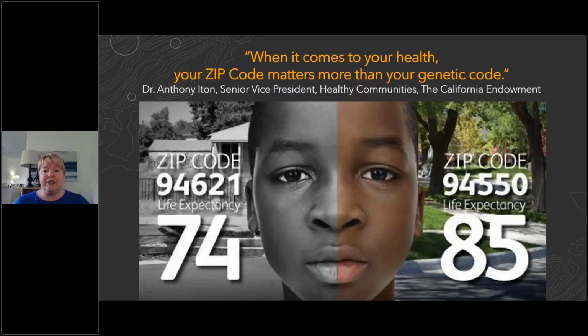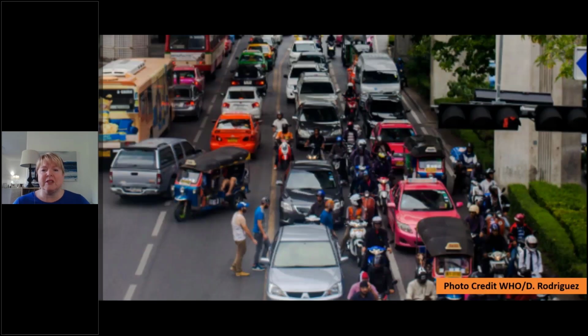Here's an example. In 2013, Dr. Tony Iton, the Senior Vice President of the California Endowment, famously said, "When it comes to your health, your zip code matters more than your genetic code." This brought attention to the role of geography in identifying a number of health disparities, like lower life expectancy in certain zip codes. This is a global phenomenon. Life expectancy can vary up to 34 years from one country to another. For example, a child born in Sierra Leone can expect to live for only 50 years, while a child born in Japan can expect to live for 84 years.